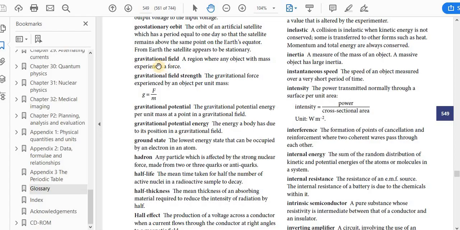We also wanted to look at the gravitational field. Here you can see a region where an object with mass experiences a force. Similar to a magnetic field, a gravitational field is a region where an object with mass will experience a gravitational force. A magnetic field is a region where a magnet or magnetic material experiences a magnetic force. That is a magnetic field. Similarly, we have the definition for gravitational field. Let's go back to where we were.